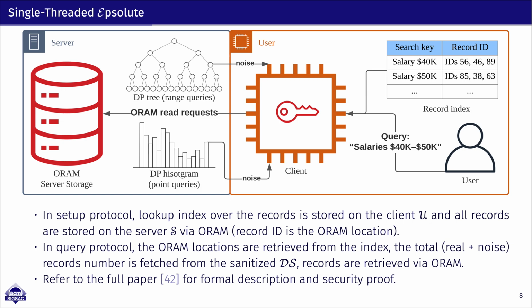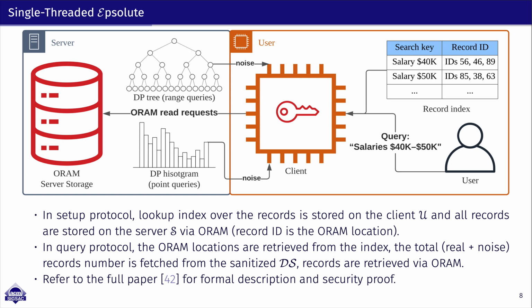Now we present a construction that satisfies the definition. We call it Epsolute. In the setup, the user has a database and creates an inverted index on it. It then uses the sanitizer to generate that auxiliary structure we were talking about, DS, and sends it to the server. Then the parties use ORAM to securely store the records.